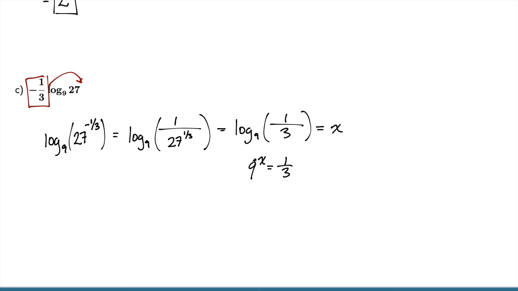So 9 I can write with a base of 3 as 3 squared. So this is 3 squared to the x, and then 1/3 I can write as 3 to the negative 1. And then on the left side, I can use my exponent rule and multiply those exponents. So 3 to the 2x equals 3 to the negative 1. And now I've got these two exponents that need to equal each other. So 2x must equal negative 1, therefore x must equal negative 1/2.